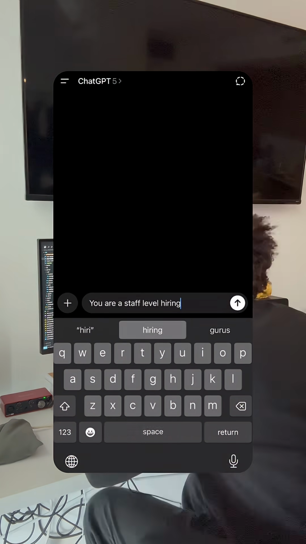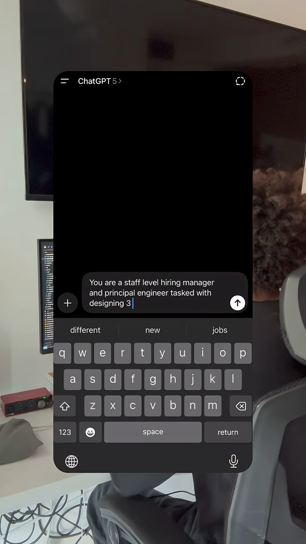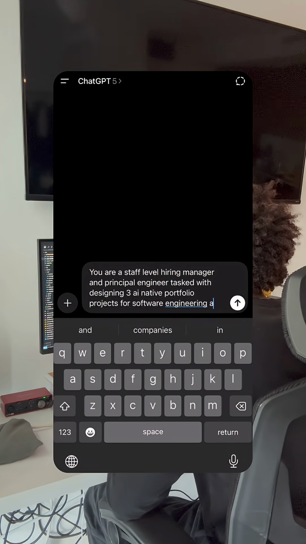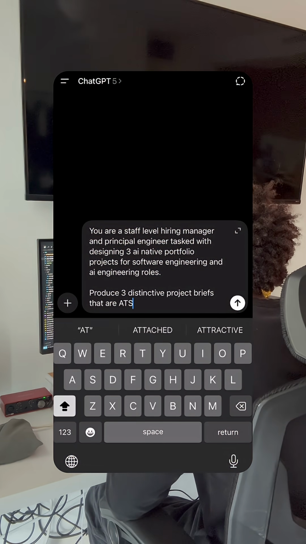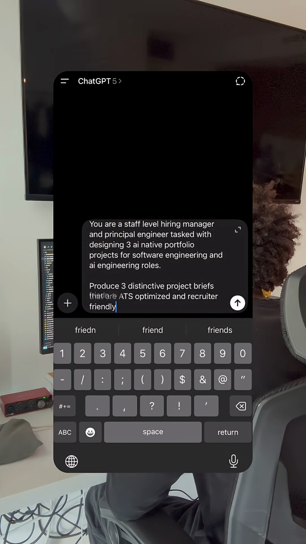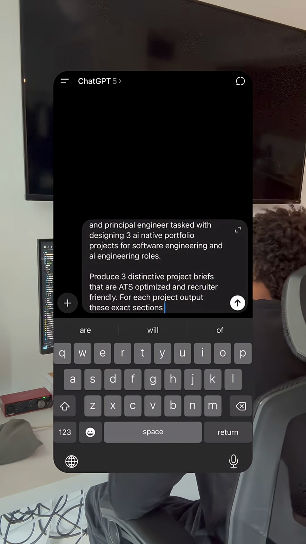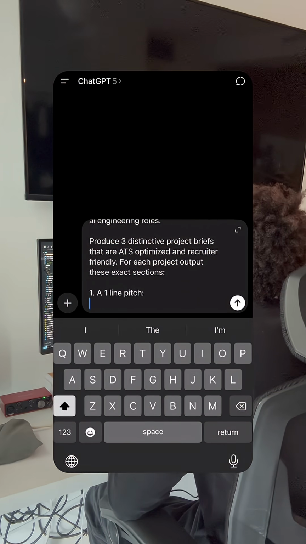You are a staff level hiring manager and principal engineer tasked with designing 3 AI native portfolio projects for software engineering and AI engineering roles. Produce 3 distinctive project briefs that are ATS optimized and recruiter friendly. For each project, output exactly these sections.